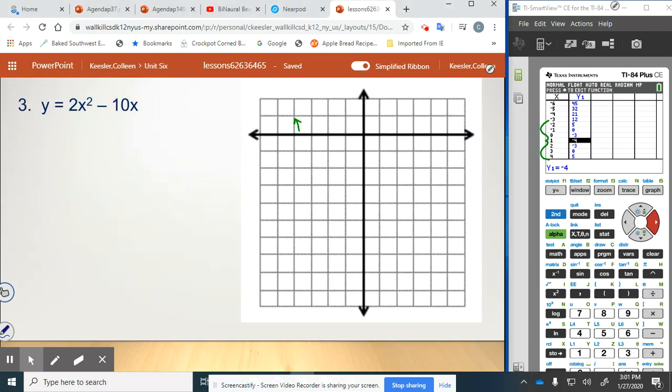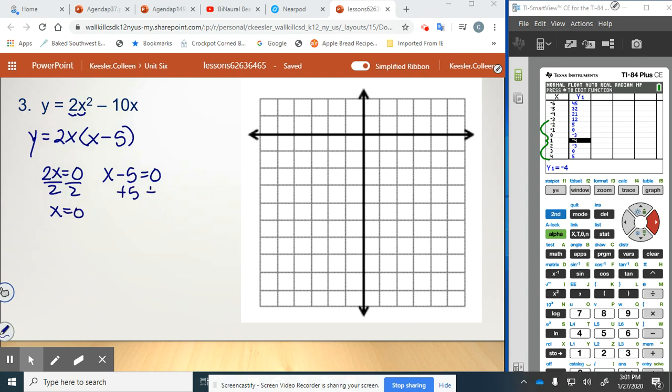Number 3. So again, this time when I'm going to factor, it's not as easy because it's not a trinomial. So I'm going to look for a common monomial factor. My common monomial factor here would be 2 and x. So I take out 2x and I'm left with x minus 5. Okay, so I solve for these just like I would when I have two binomials. Dividing by 2 here, I get x equals 0. Adding 5 here, I get x equals 5. So that's telling me that my solutions or roots are 0 and 5, but let's graph it to be sure.